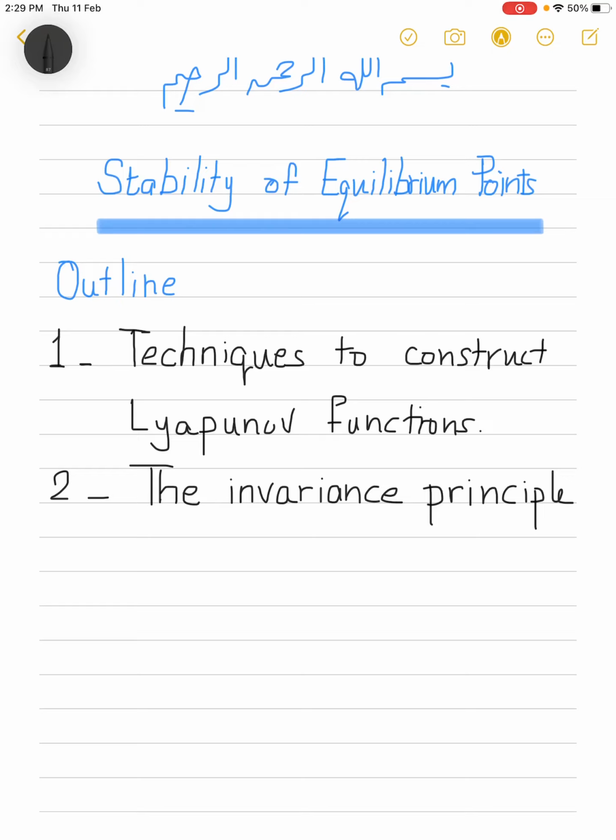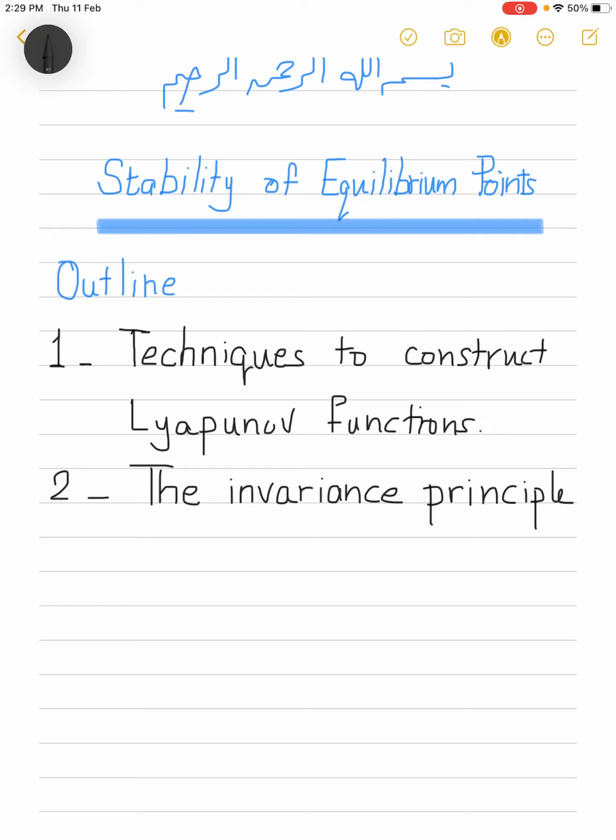Also, we are going to provide the invariance principle, which is like a complement of the Lyapunov theorem in our context. So it will help us to provide additional condition to ensure asymptotic stability of the equilibrium point in case that Lyapunov analysis doesn't lead to that conclusion. And we have seen an example for this as applied to the pendulum problem.